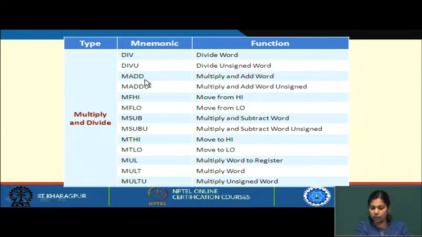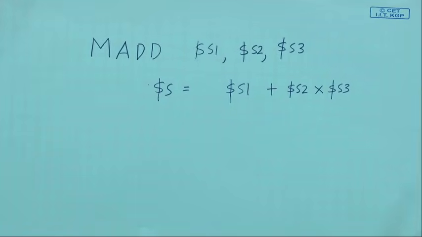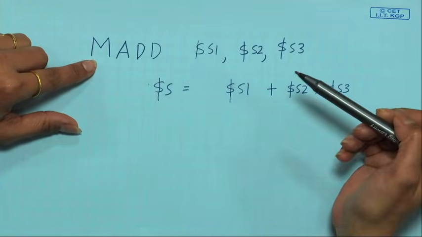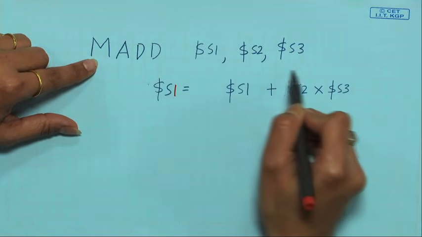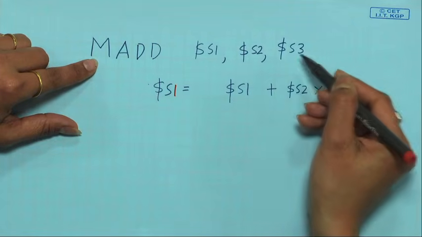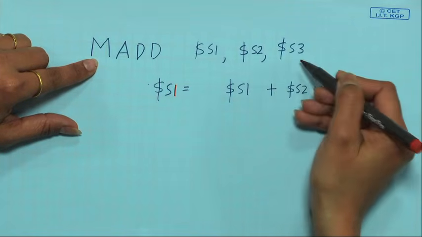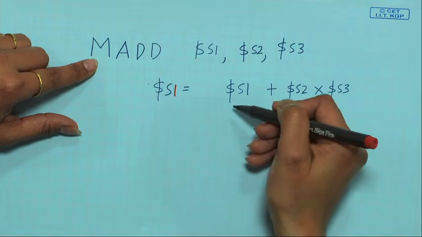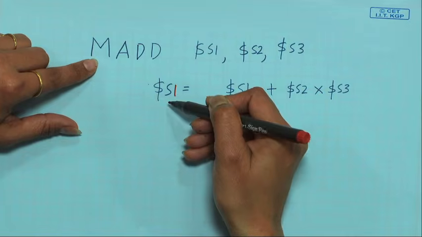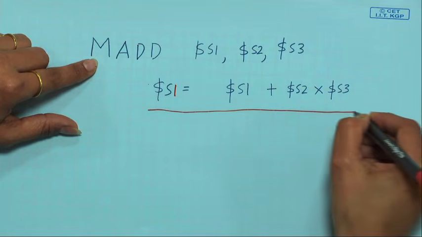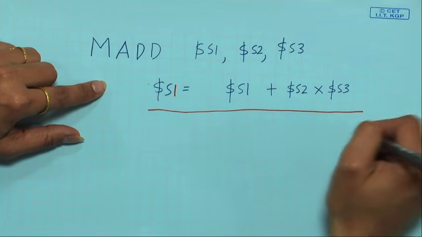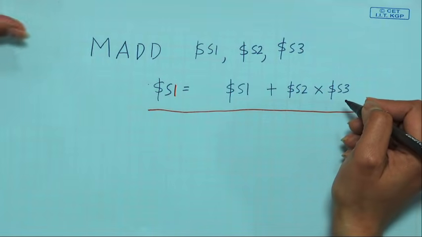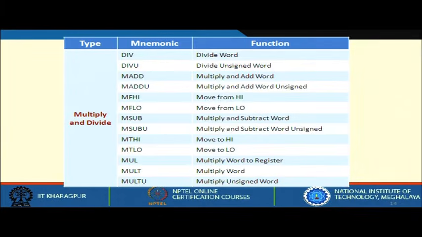multiply and add word. So, what is this multiply and add word? Let us see this instruction. Multiply and add means we are multiplying; we have 3 operands here. We are multiplying S2 and S3 and adding it with S1, and also storing the result in S1. Such kinds of instructions are required in digital signal processing. They are very useful and are supported in the MIPS32 architecture.